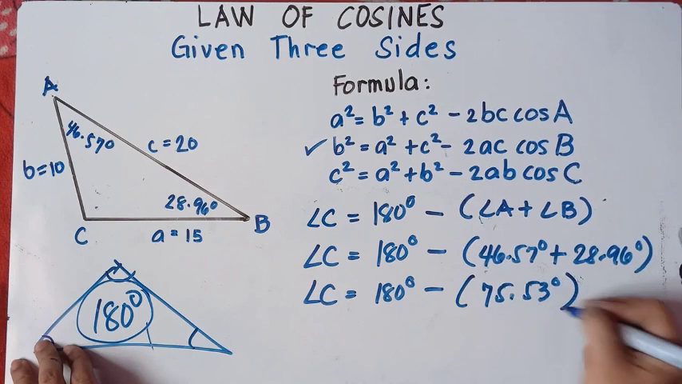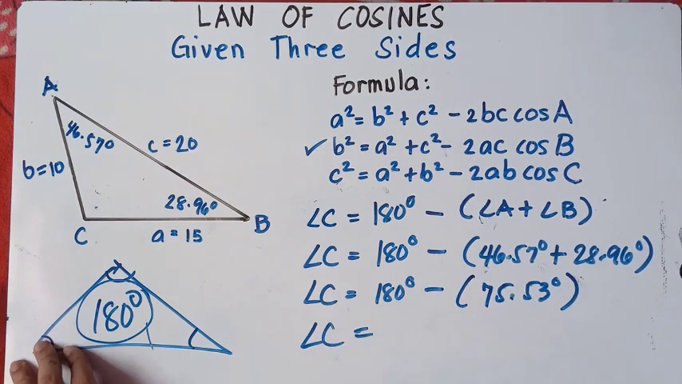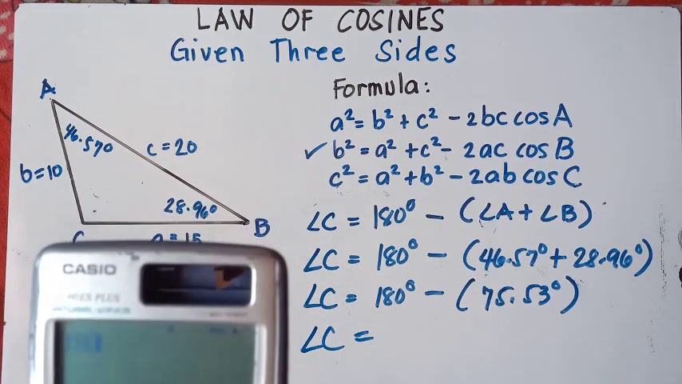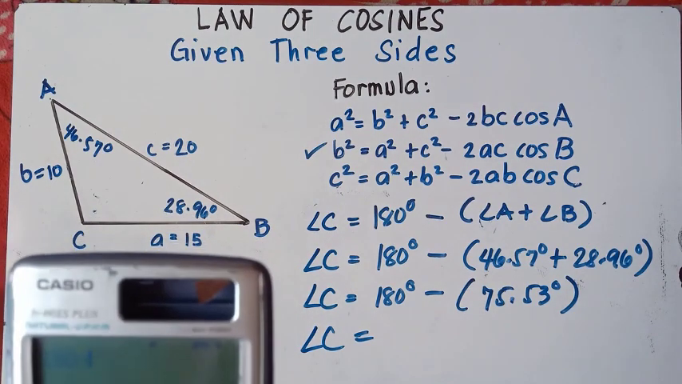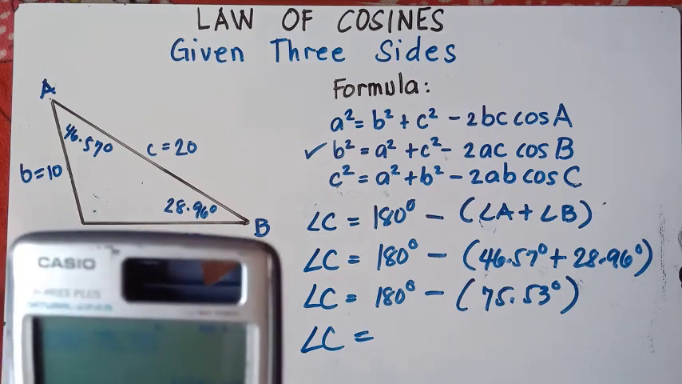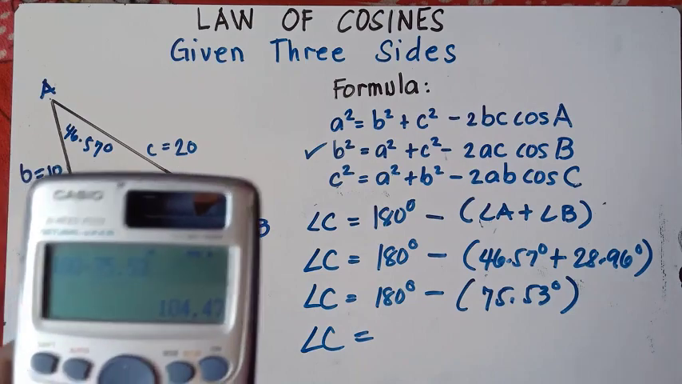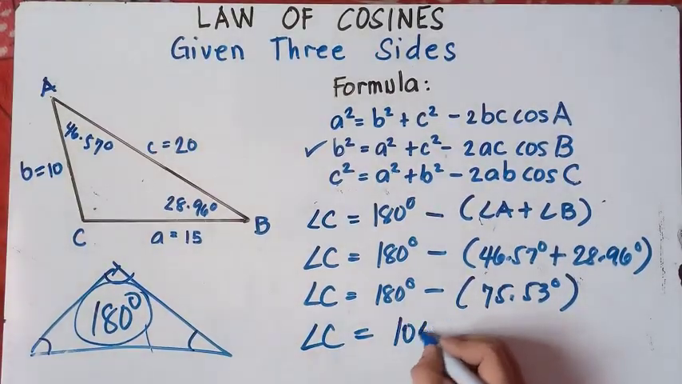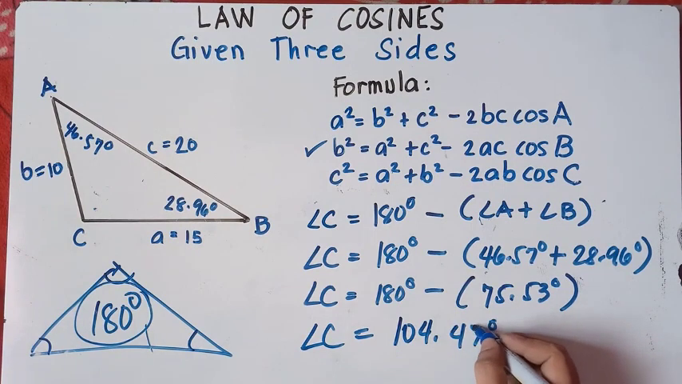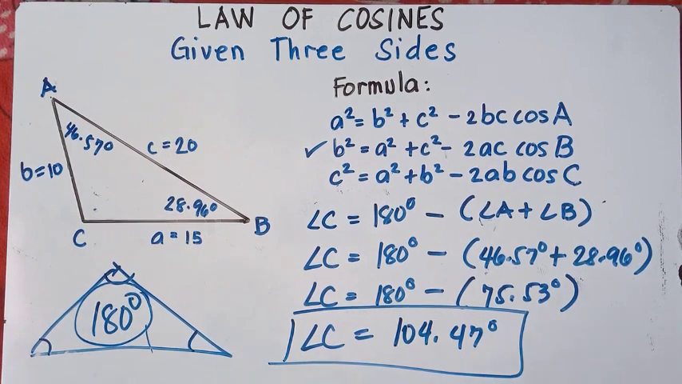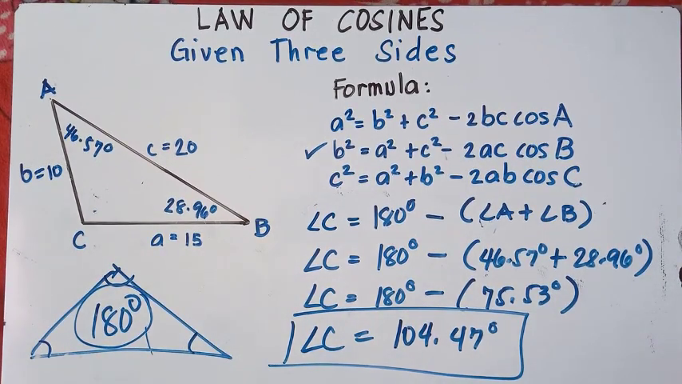So angle C equals 180 minus 75.53. So we have 104.47 degrees. So that's it, class. That's how you find all angles in this given law of sines problem.